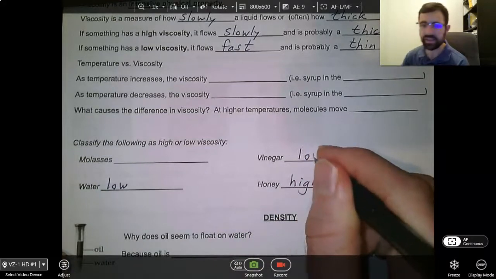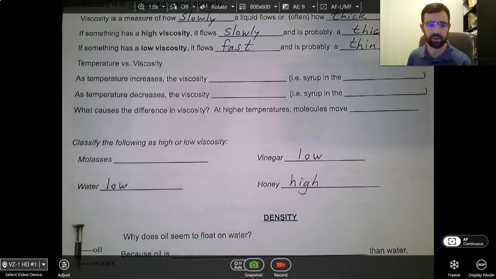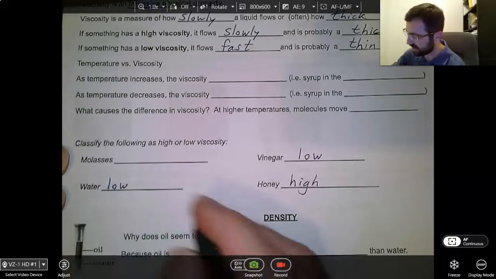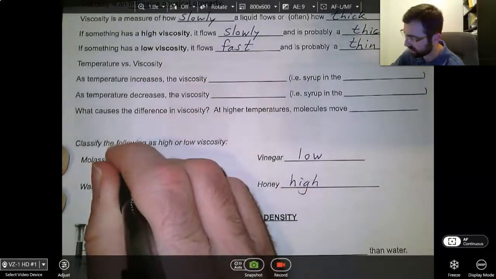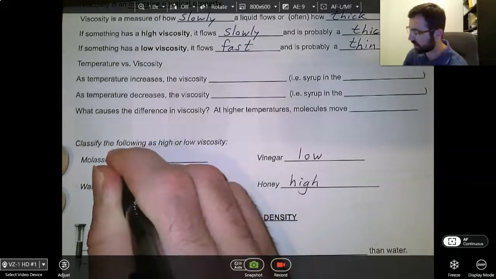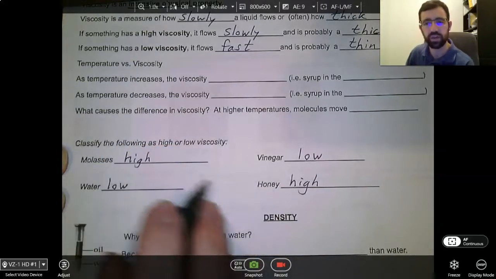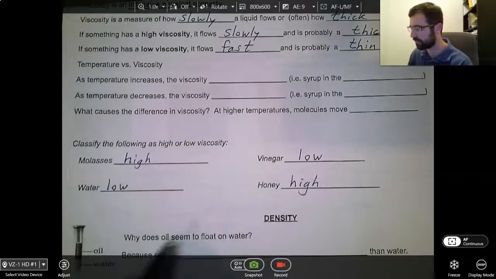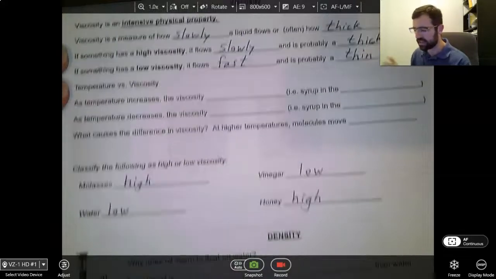And molasses is actually even thicker than honey. Some of you know what molasses is like, and maybe some of you haven't cooked as much, maybe you don't know. But molasses is a very thick substance, so we would say it has a high viscosity. Honey and molasses are the two examples you most commonly see, so you should probably know both of those have a high viscosity.